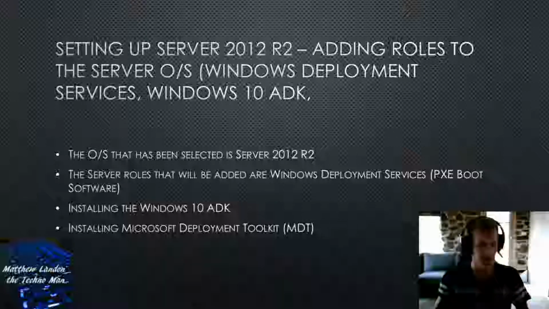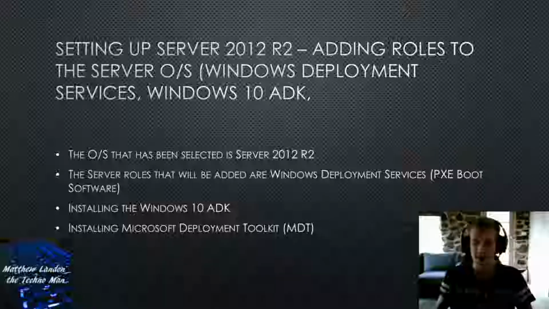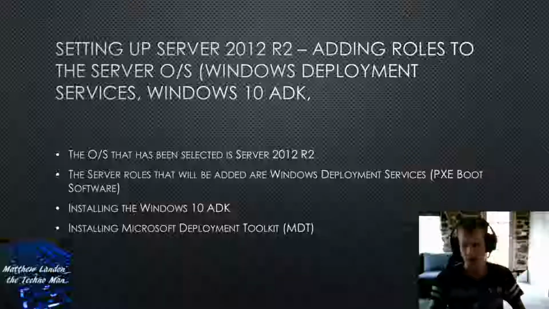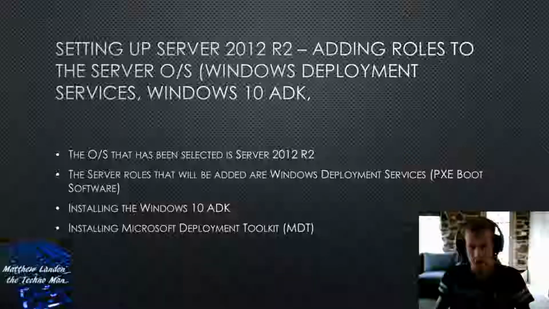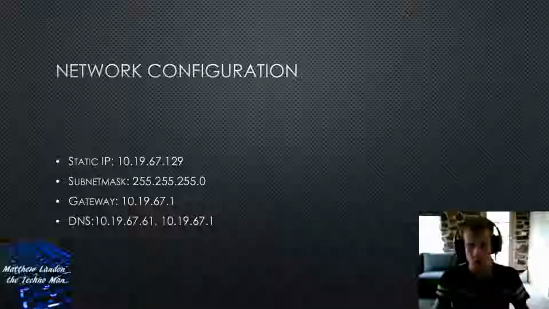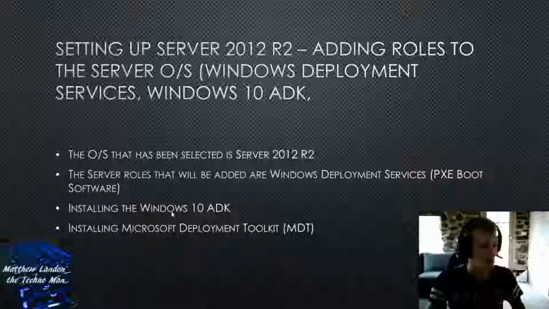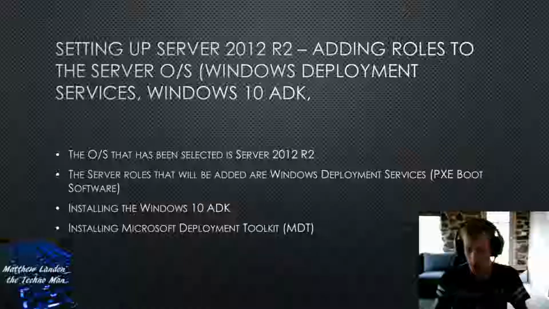The next thing that we'll need to be installing is the Windows 10 ADK, which is the Assessment and Deployment Kit or something like that. I can't exactly remember. But that's what will be allowing for extra features with MDT. And then finally, of course, installing Microsoft Deployment Toolkit. So there are links in the video description to all of these things. Links will all be provided in the description for this video.